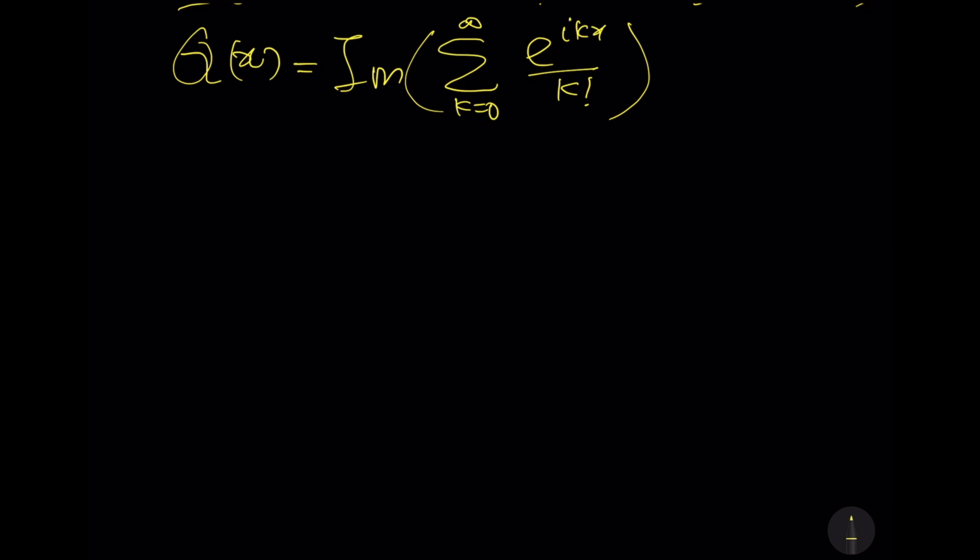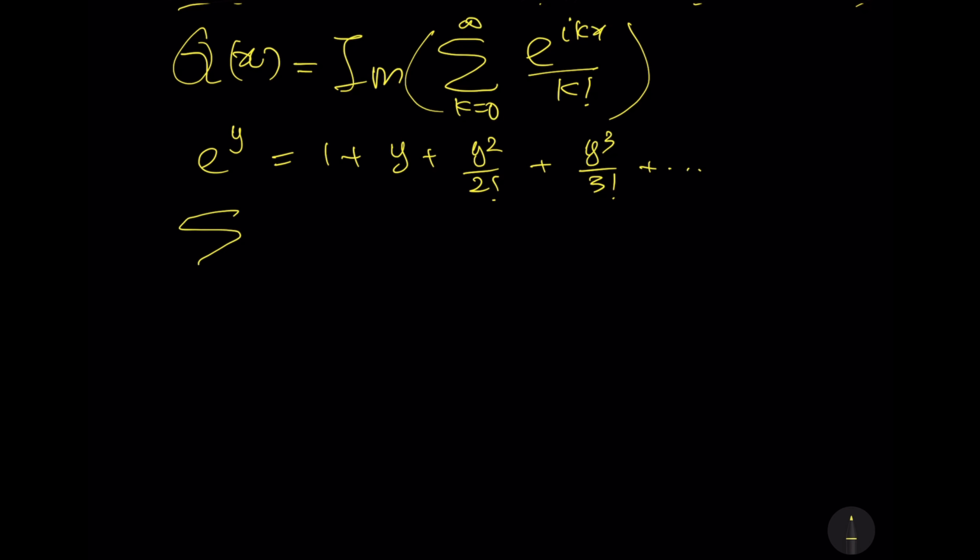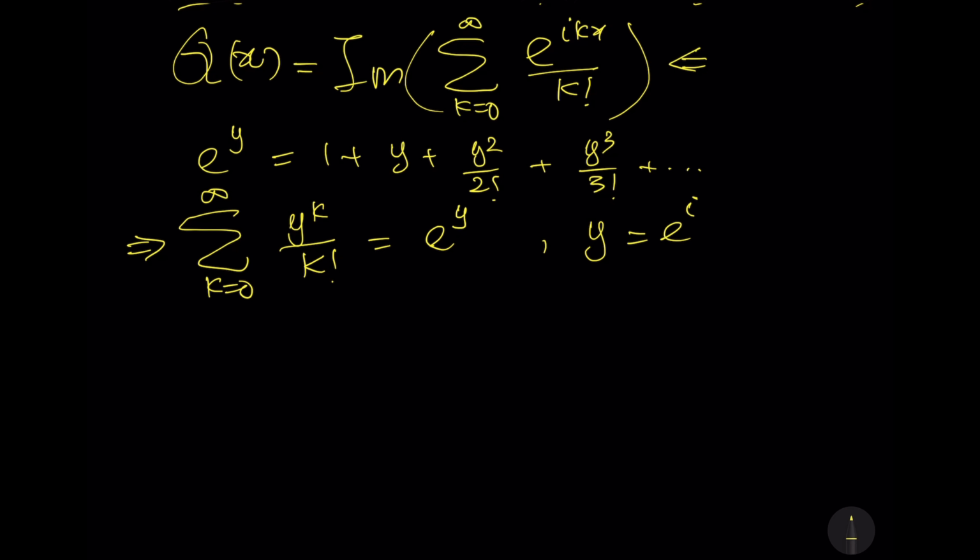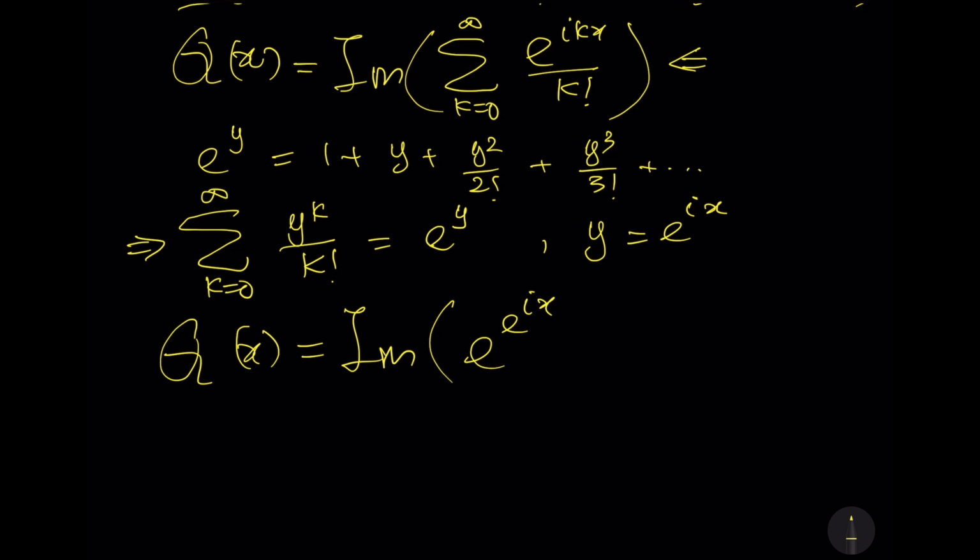Let's go back to the basic definition of e to the power y, which equals 1 plus y divided by 1 factorial, plus y squared divided by 2 factorial, plus y cubed divided by 3 factorial, and so on, which means the sum from k equals 0 to infinity of y to the power k divided by k factorial is equal to e to the power y. If we look at these two equations, we can easily find that y is equal to e to the power ix. Therefore, we can rewrite Q as the imaginary part of e to the power ix.